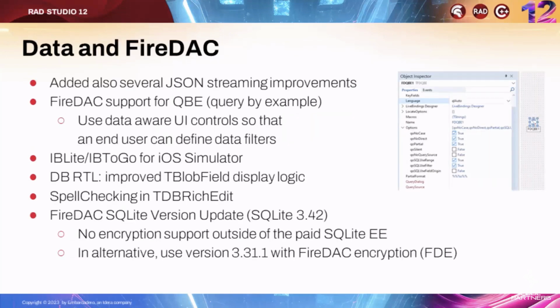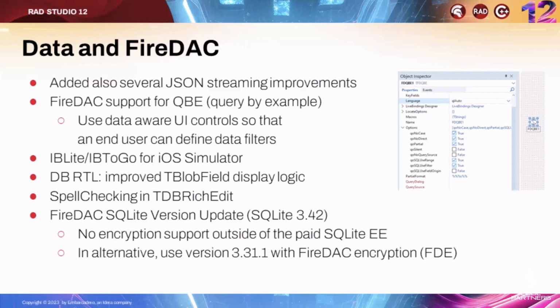In general terms, in the data space, we have also added improvements to JSON streaming. We did some of them because of the JSON mapping wizard. We've added a brand new feature in FireDAC, which is support for query by example. Query by example is a very powerful way that lets use data-aware UI controls that, rather than displaying data or being an input mechanism for your users, they allow your user to specify filters like more than 10 or it should be like this name and so forth. You can just type your rules into the UI controls and FireDAC will create matching SQL statements for you.